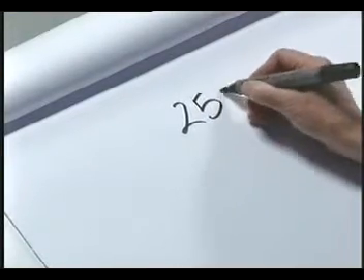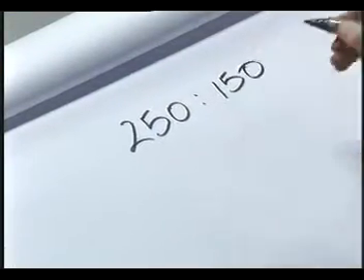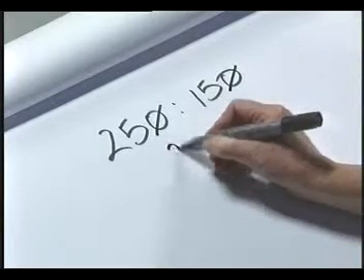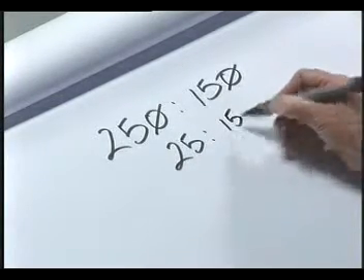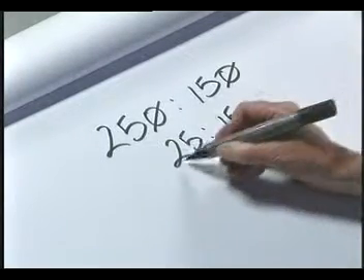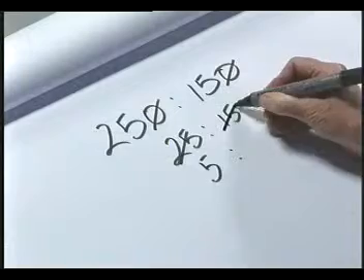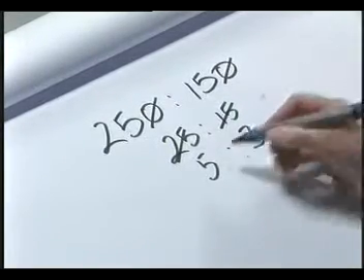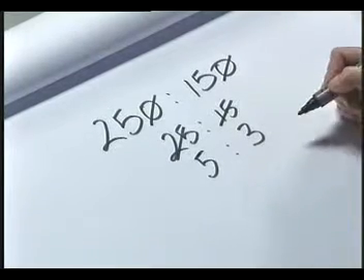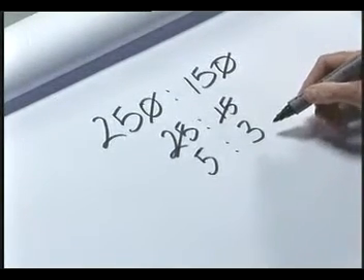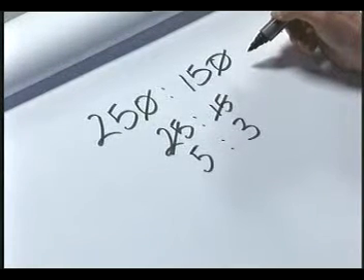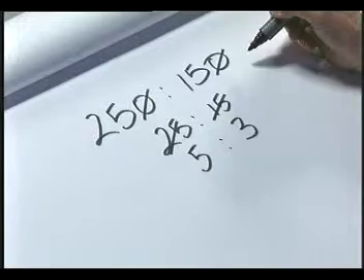If we take this example, 250 to 150, we can simplify this ratio. We divide both by 10 to get 25 to 15. And then we can divide both by 5. 5 into 25 will give me 5. 5 into 15 will give me 3. We can't divide any more, so this is the simplest form. 5 to 3 is the simplest form of the ratio 250 to 150. But all 3 ratios are equivalent because the relationship of the numbers is exactly the same.